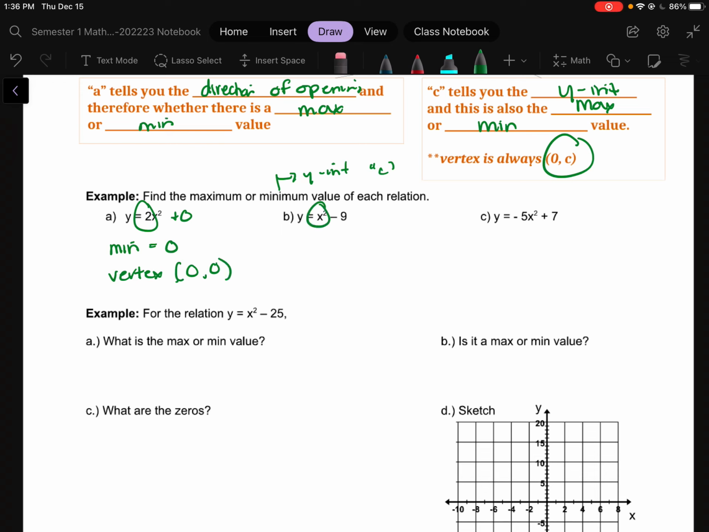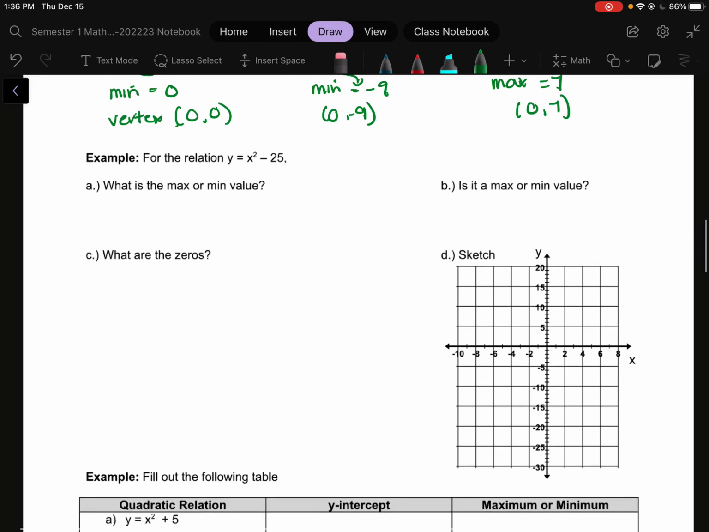Next one, we have positive, so it's a min value. It's also going to be a min value of -9 due to our y-intercept. So therefore, our vertex is (0, -9). Try C out. Is it going to be a min or max? Pause now. This situation will have a max because it's negative. It's going to have a max of 7. So therefore, our vertex is (0, 7).